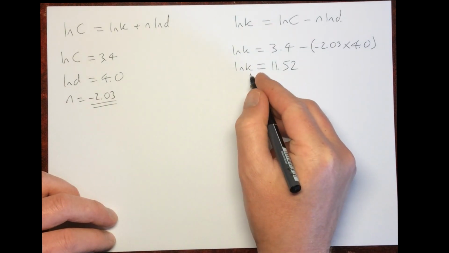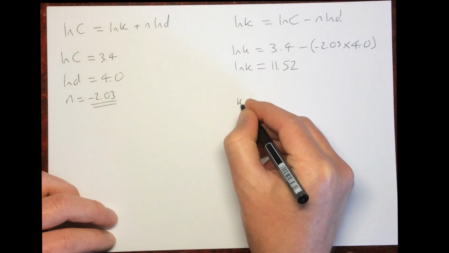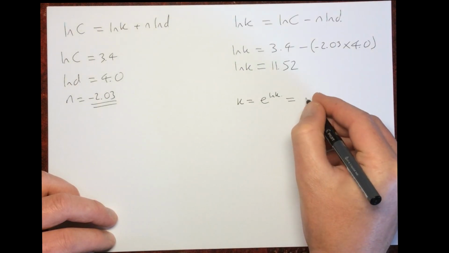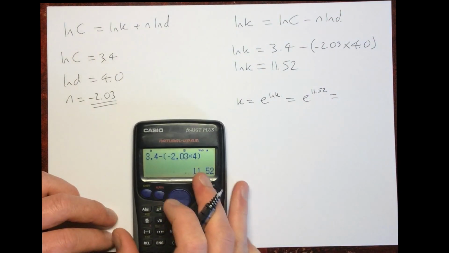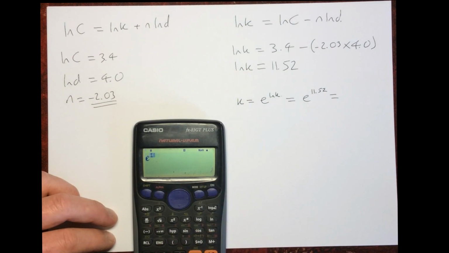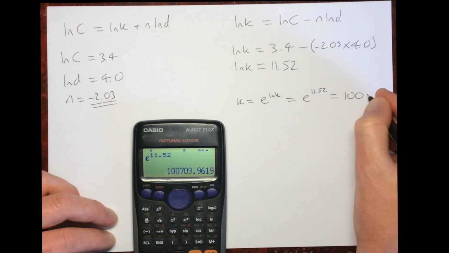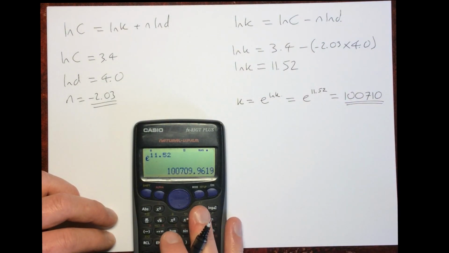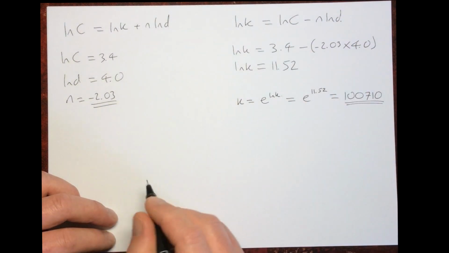Now we want to work out k. If we know lnk, then to get k, we know that k is equal to e to the power of lnk. So k is equal to e to the power of 11.52. That's going to be equal to 100,710 when you round it up. Okay, so that's our value for k.